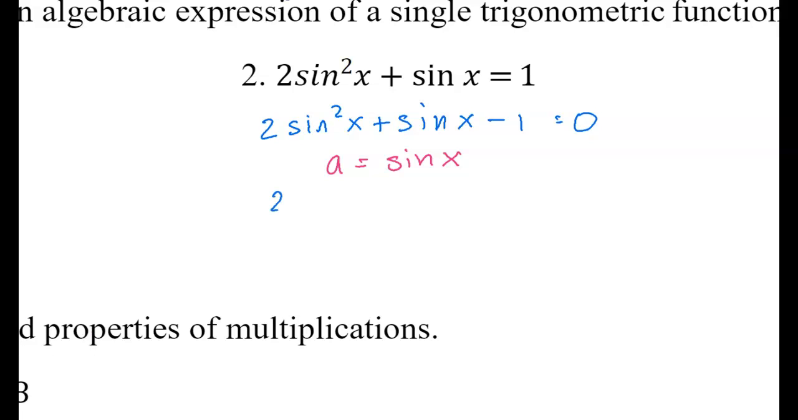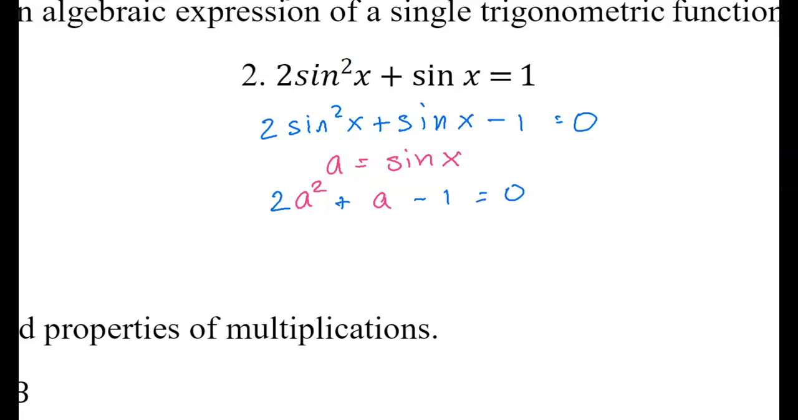So it becomes 2 times a squared, the trig function, plus sine of x is now replaced with a, and then we bring down the minus 1. So see, that's so much simpler looking. That's easier to understand. We know how to factor this. This is a quadratic.